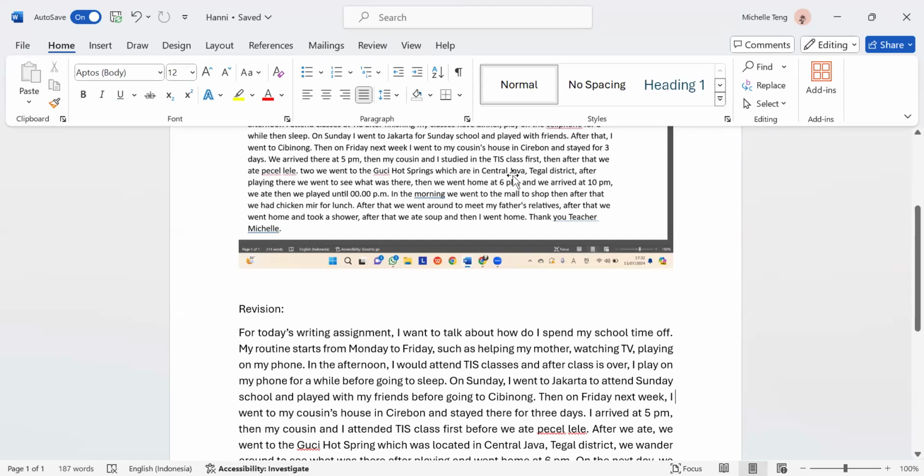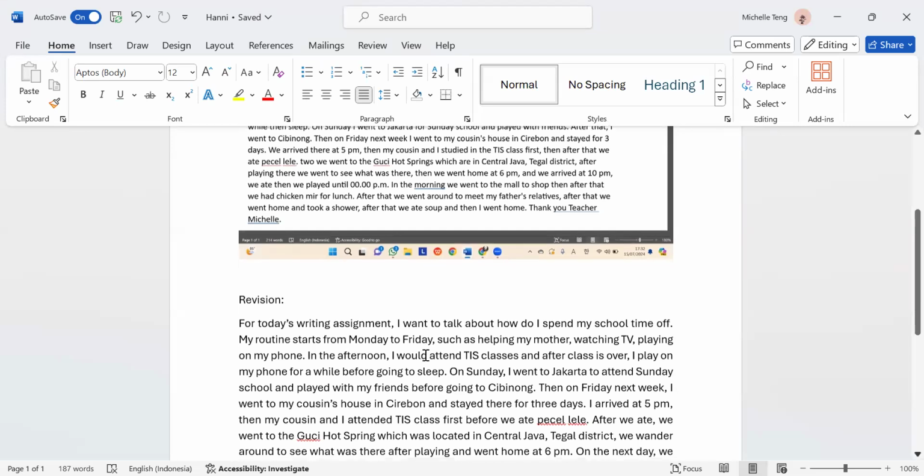Okay, so basically I don't really change many things, but "stayed for 3 days" I changed to "stayed there for 3 days" just to specify that I stayed at my cousin's house. "Stayed there" refers to my cousin's house in Cirebon. So I think that would make the readers not confused. That's why I need to specify "there" right here. Okay, I cannot repeat myself.